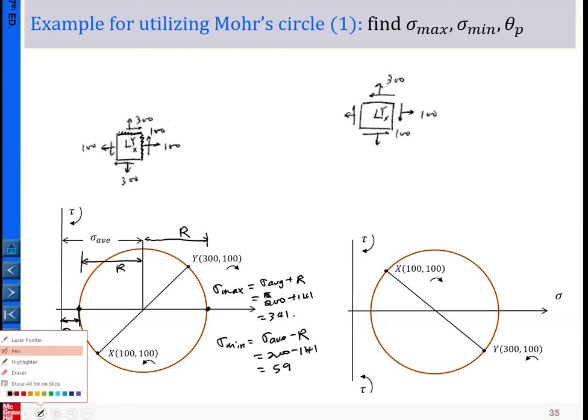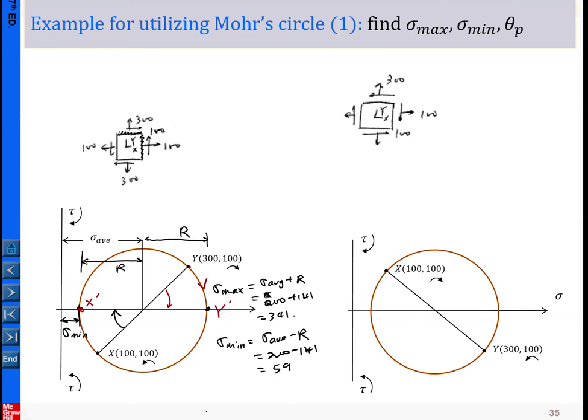So let me continue on this one. Now to determine the orientation, there are two options. Say you decide to rotate in this sense such that the x will move to this point, which we call x prime, and y due to this rotation will move to y prime here. Basically this is the angle theta p. So there's a 2 theta p here. Let's determine the angle here.